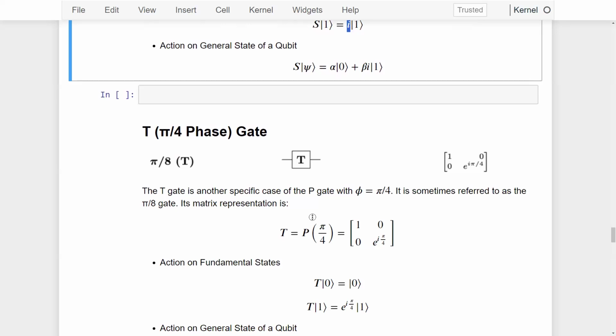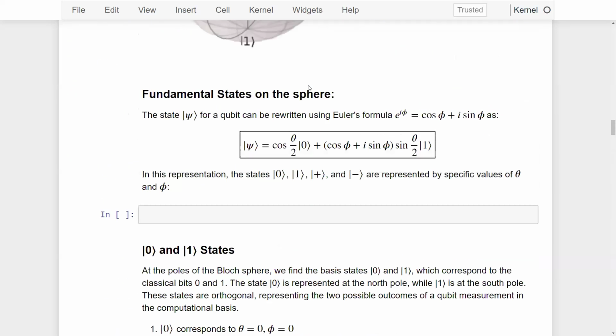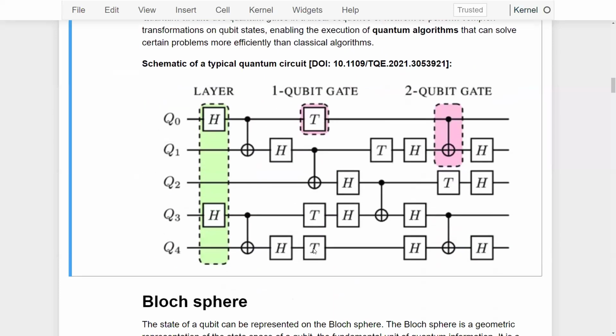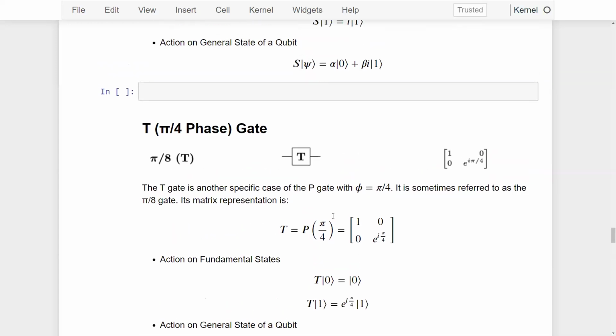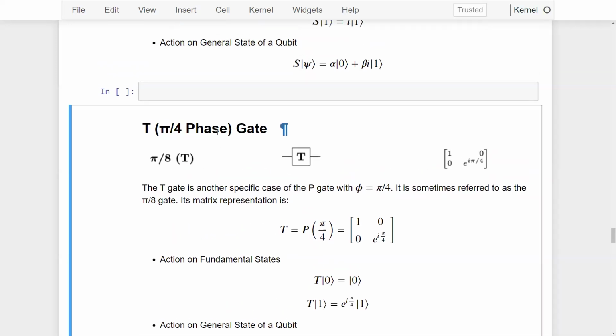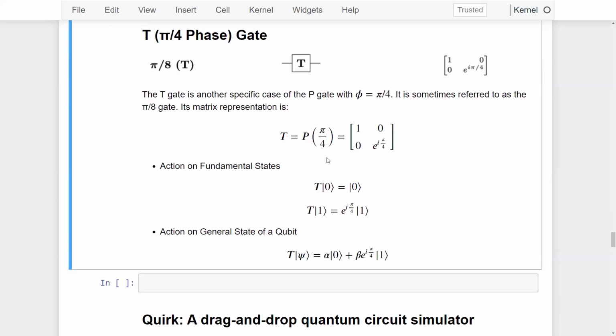And T gate, the one that we have in this circuit, here, here, here, T gate. T gate is nothing but changing the phase by pi over 4. Sometimes it's also called pi over 8. Okay, so it's the same gate. Phi is equal to pi over 4. So just like before, the result of this gate is multiplying the state 1 by this additional phase e to the i pi over 4.